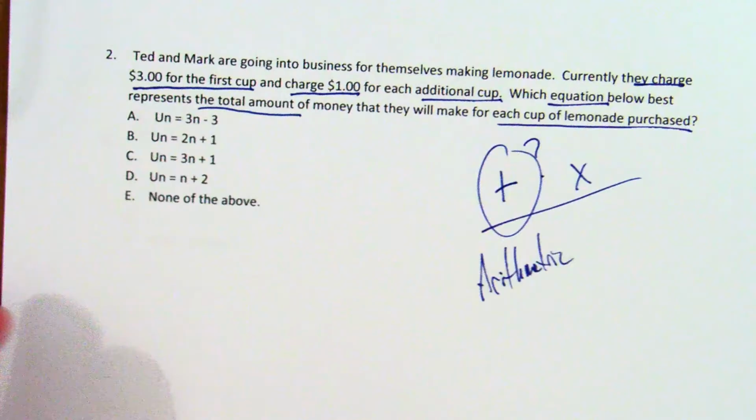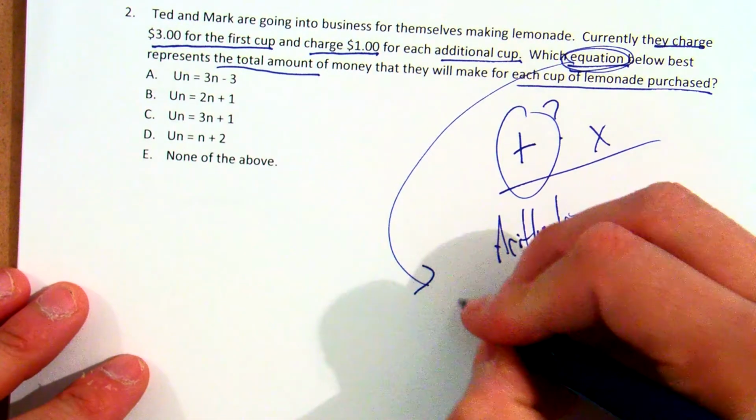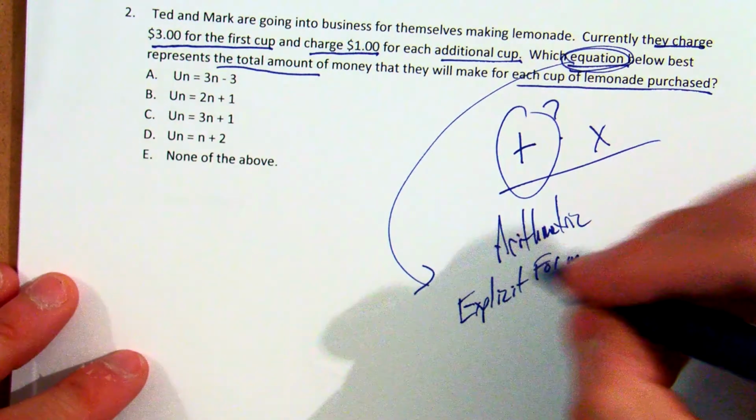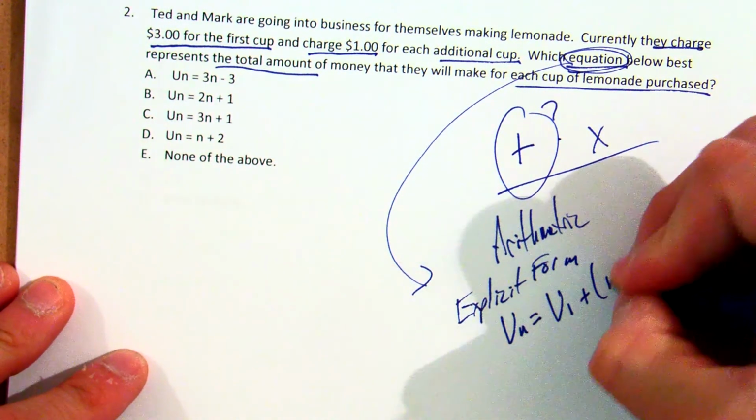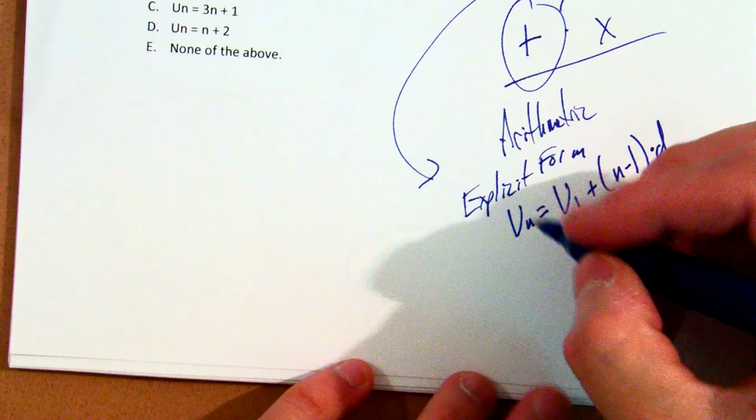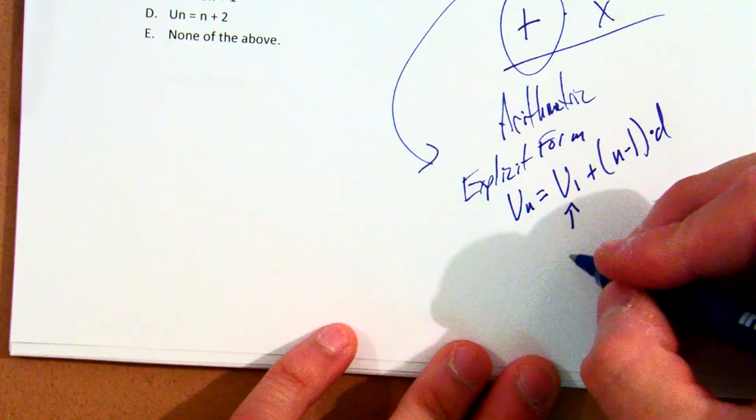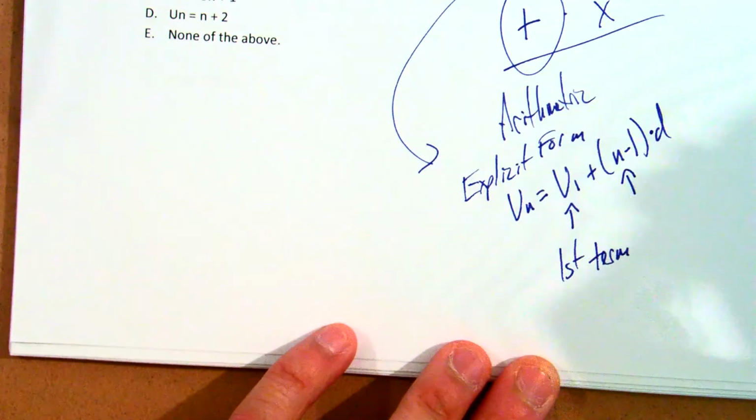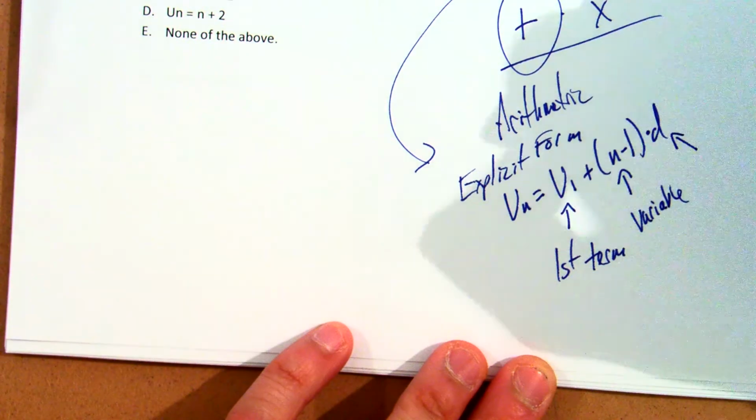And you're like, well, I want an equation. And the equation for arithmetic, for the explicit form, does anybody remember? It's going to be Un equals U1 plus n minus 1 times d. What is U1? It's the first term. n is the variable, right? And then d is the what?